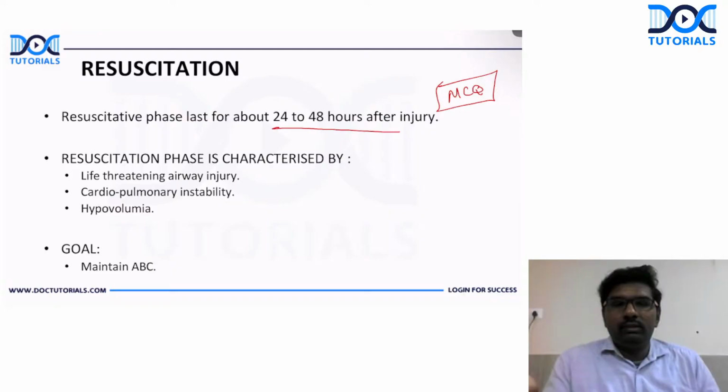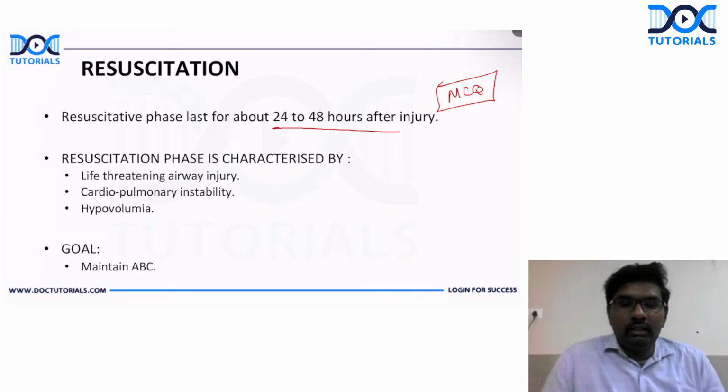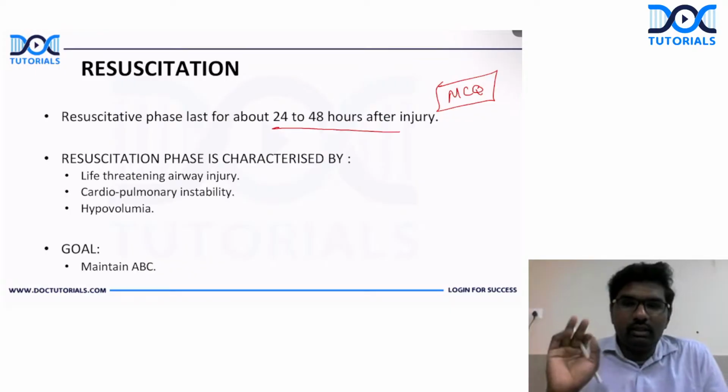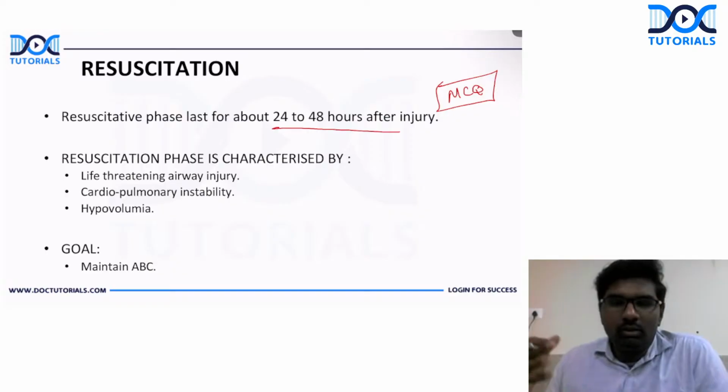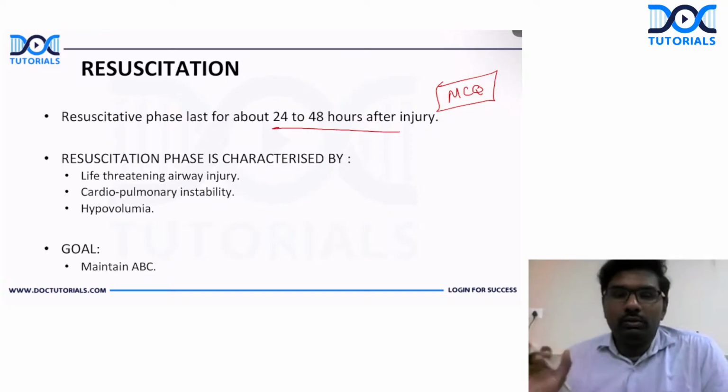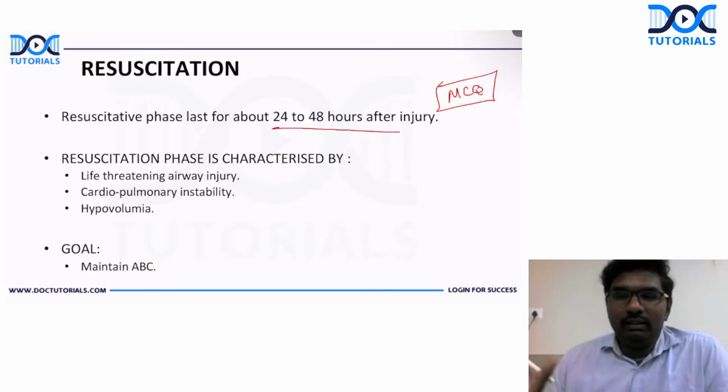What is the duration of resuscitative phase for this patient? That may be a question even. So in resuscitative phase, what will you be doing in case of thermal burns? First thing is, of course, ABC. It is also called CAB right now. But for now, first thing is to maintain the airway.